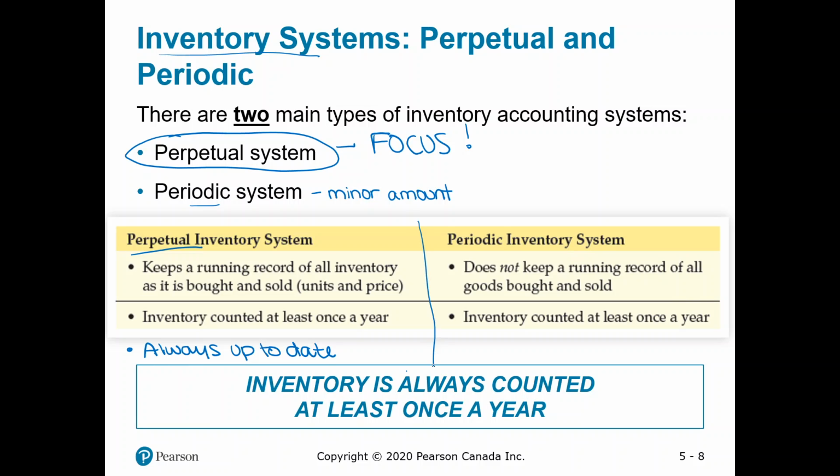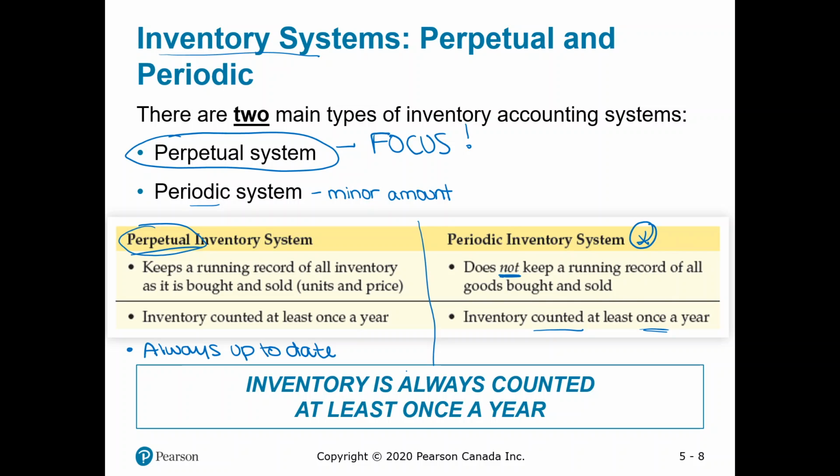Periodic, on the other hand, does not keep a running record of all of the goods bought and sold. Instead, you only update it periodically. So you only do this once the inventory is counted. It may be counted once a year, at least, but it could be counted more often than that. Whenever the company counts, they then update to that counted amount. Perpetual is always up to date because every purchase and sale is tracked. Periodic, you only update when you do the count.